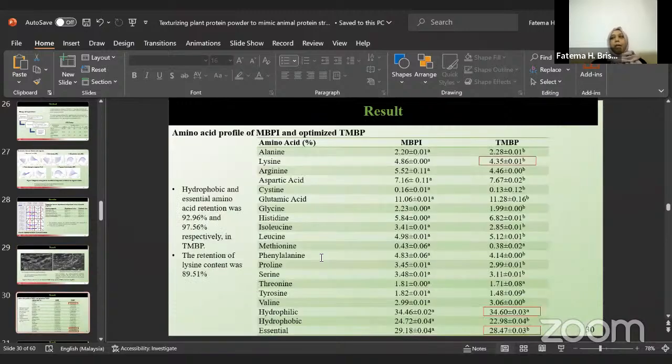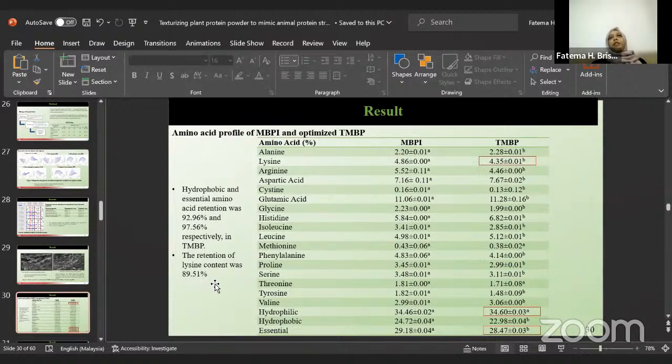And again, we have checked the amino acid because ultimately it's not about structure, it's not about taste, it's about this amino acid, which has to be absorbed in our blood. Otherwise, we're not getting any nutritional benefit out of it. So we found that the extrusion condition has a very gentle effect on our sample, and we were able to retain around 92% of essential amino acids. Specifically, I have mentioned lysine here. The retention ratio is 89%.